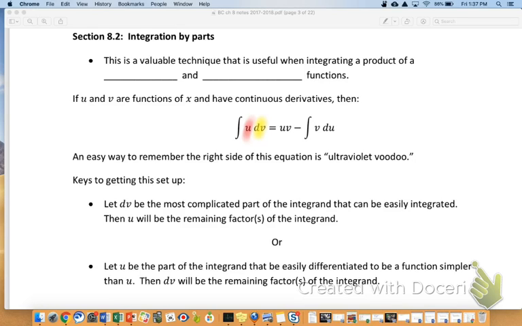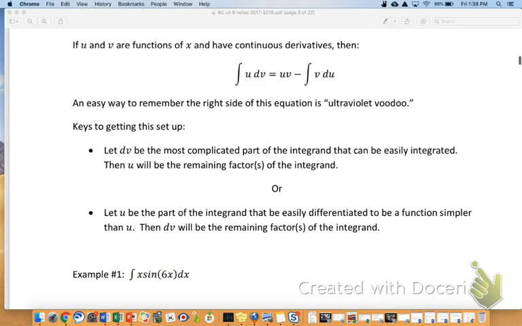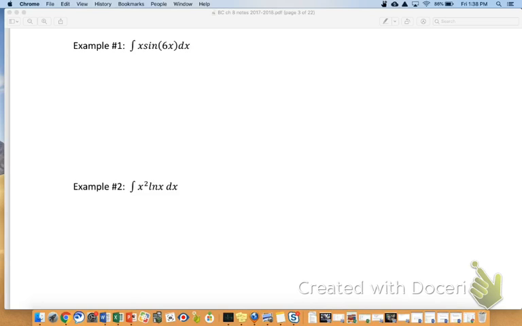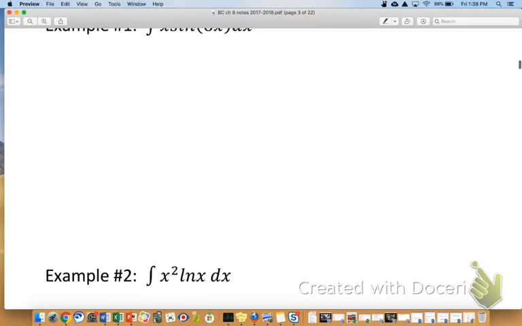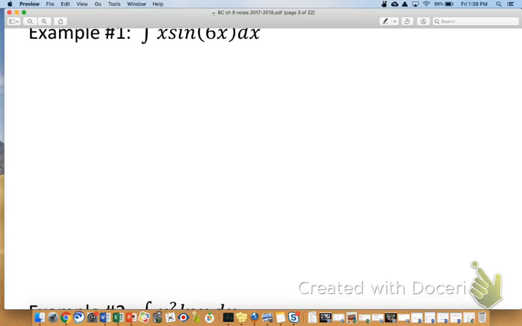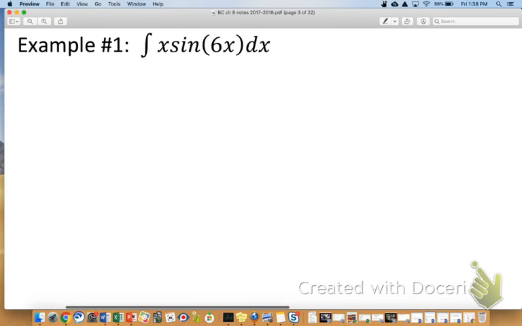Let's try. Don't forget, I'll leave this up here. Don't forget this: integral of u dv equals ultraviolet voodoo. Okay, so let's take a look at example 1. With example 1, I'm going to give you guys a couple of options, and I'll let you figure out which option you think is the death spiral and which one you think is the good way.